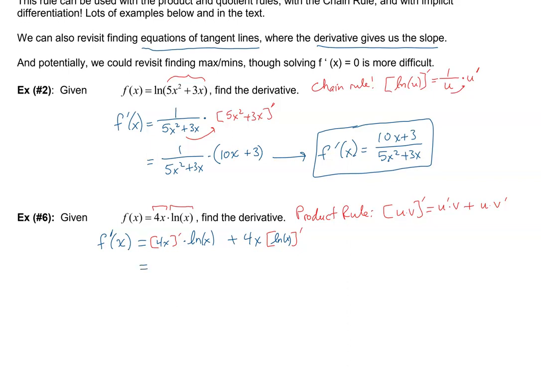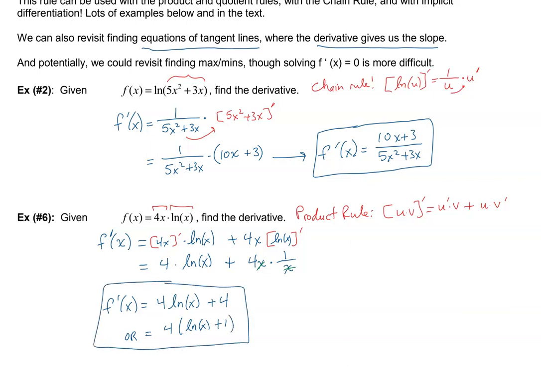So let's see here, from the derivative of 4x, I get a 4 times the log x. And then this is interesting what happens. We have 4x, and then times the derivative of natural log of x is just 1 over x. And look at that, we've got x's that cancel. So we could write f prime of x equals 4 times the natural log of x plus just a 4. And if you wanted to factor out the 4, nothing wrong with that. 4 times natural log of x plus 1 would be an alternate way to write that. I'm okay with either way.